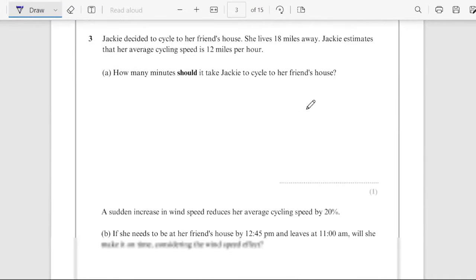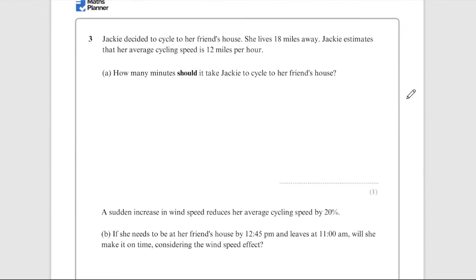And question 3. Jackie decides to cycle to her friend's house. She lives 18 miles away. Jackie estimates that her average cycling speed is 12 miles per hour. So I'll underline the key bits of information. How many minutes should it take her to cycle to her friend's house?